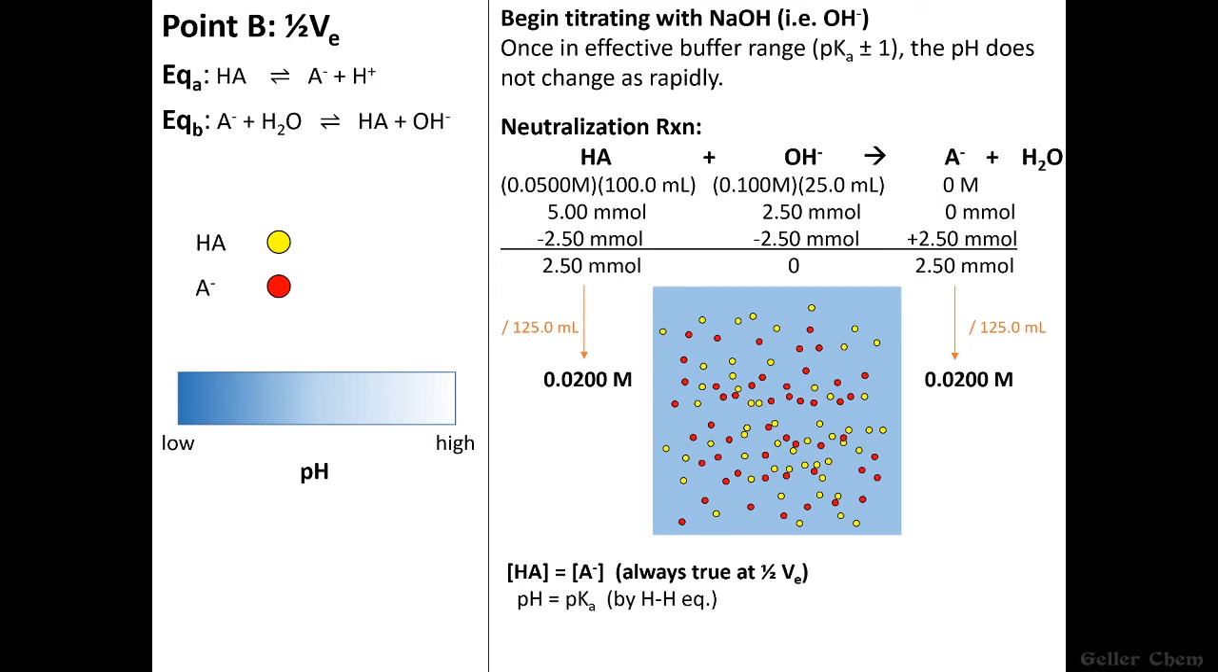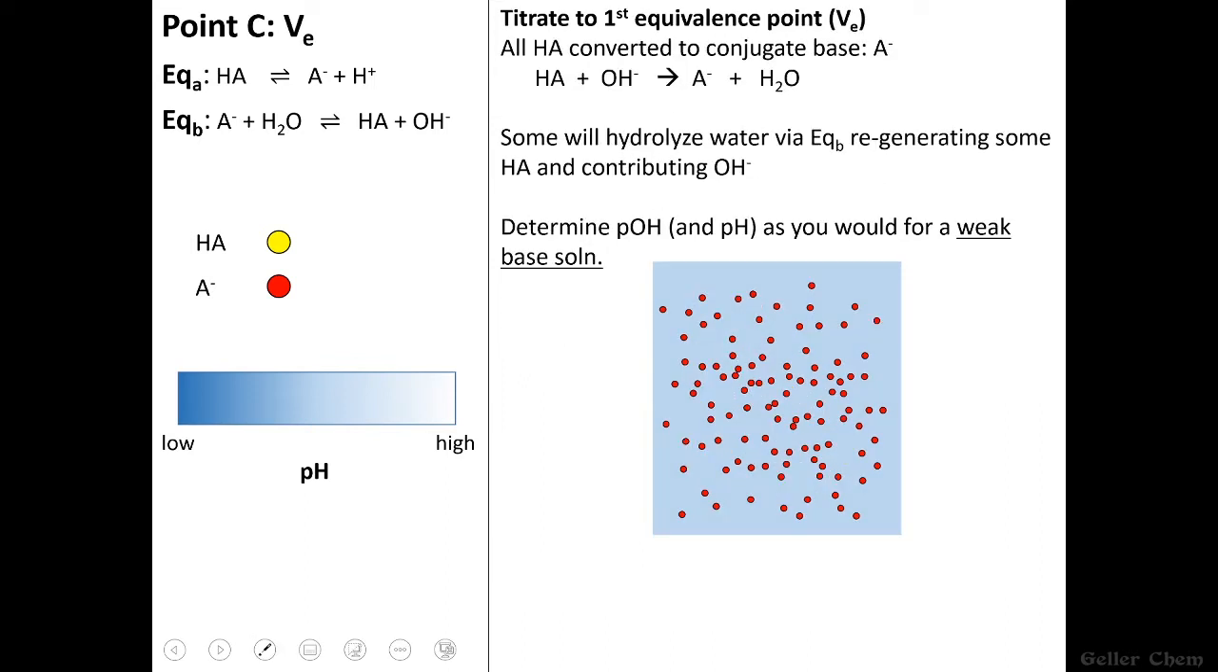So here's where we left off at the half equivalence point. Let's just move on to the full equivalence point. At this point we will have added an equal amount of hydroxide titrant to our weak acid. These two will both go to 0, and all of our HA will be converted into its conjugate base. So visually, that's shown here.